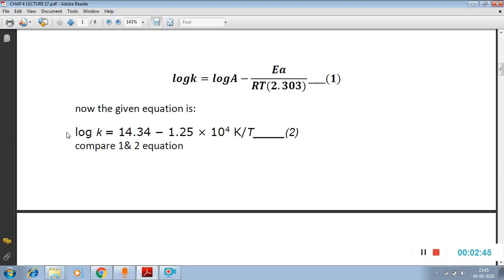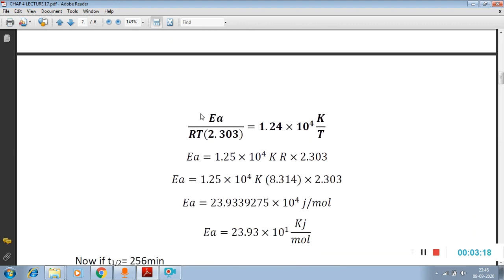Now what is the equation that is given to you? Log K is equal to 14.34 minus 1.25 into 10 raised to 4 K by T. Now compare both these equations. You will see some similarities here. Log K is the same. Suppose the value of log A is 14.34, so this value minus EA by RT must be minus 1.25 into 10 raised to 4 K by T. So here I have written that only. EA by RT into 2.303 is equal to 1.25 into 10 raised to 4 K by T.